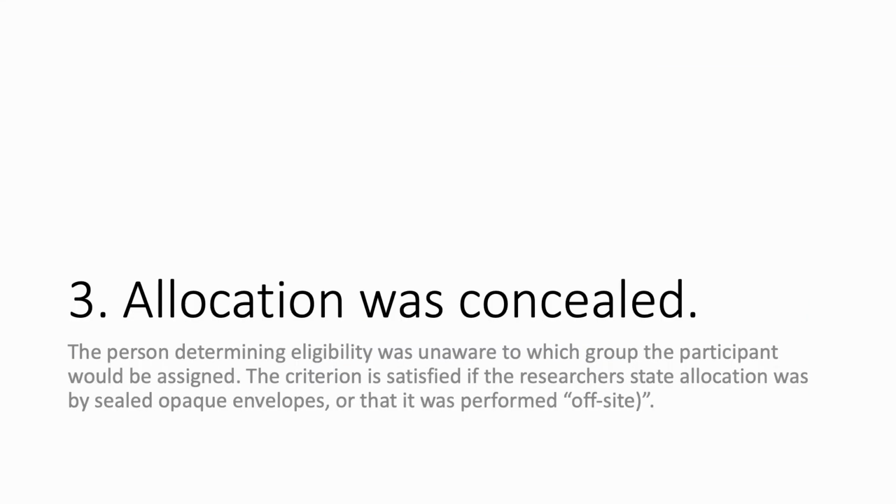The next criterion is concealed allocation. Recall from earlier that this prevents selection bias, meaning we're not going to assign people to groups based on whether or not there's going to be a favorable outcome, or we're not going to accept or reject certain participants because we don't think they will meet the goals that we have in mind for our intervention. So the person determining eligibility should not be aware to which group this person will be assigned.